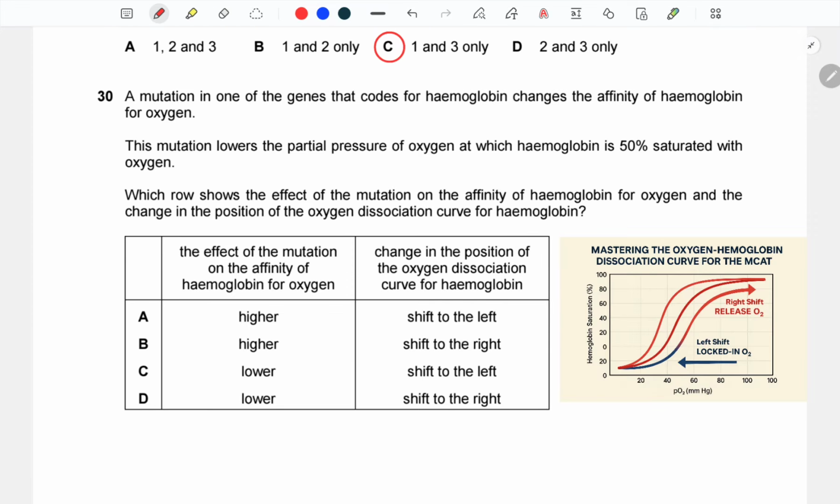A mutation in one of the genes that codes for hemoglobin changes the affinity of hemoglobin for oxygen. Okay, this sentence over here is really important. This mutation lowers the partial pressure of oxygen at which hemoglobin is 50% saturated with oxygen. This means that even at a lower partial pressure of oxygen, the hemoglobin is 50% saturated with oxygen. This basically implies that the effect of the mutation on the affinity of the hemoglobin for oxygen has caused it to be higher. So the affinity is higher, hence even at a lower partial pressure, it's getting 50% saturated. Which row shows the effect of the mutation, the affinity, and the position of the oxygen dissociation curve?